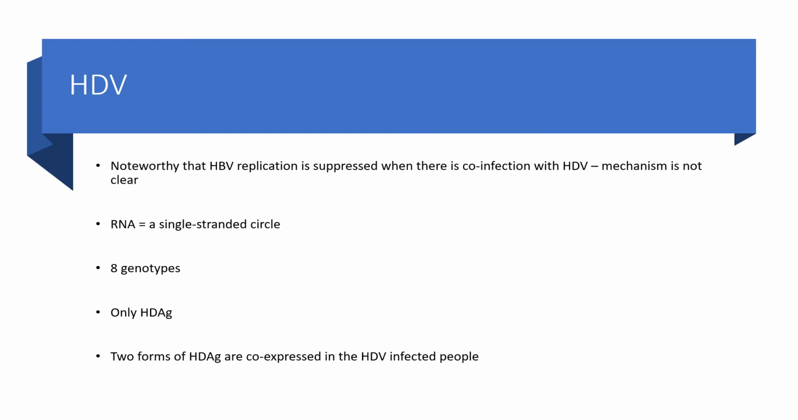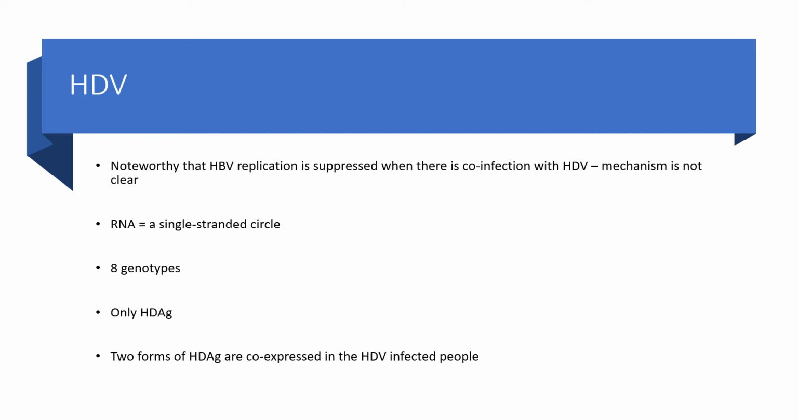It is noteworthy that hepatitis B virus replication is suppressed when there is co-infection with hepatitis D virus, but the mechanism is not clear. The RNA is a single-stranded circle and there are 8 genotypes.